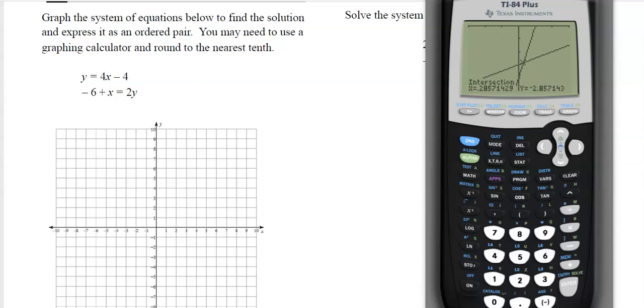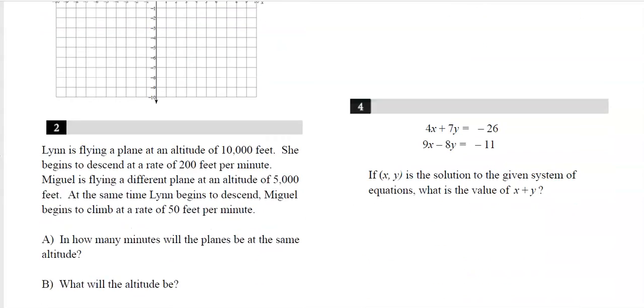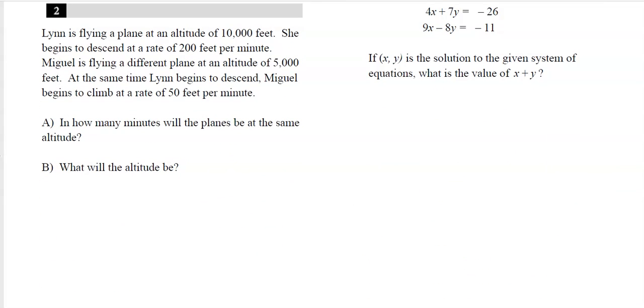But you could have used algebra if you wanted to solve it exactly that way as well. But I asked you to graph it. Next one, number 2, Lynn is flying a plane. I'm going to set this one up using algebra because I think it's a little faster than the table.